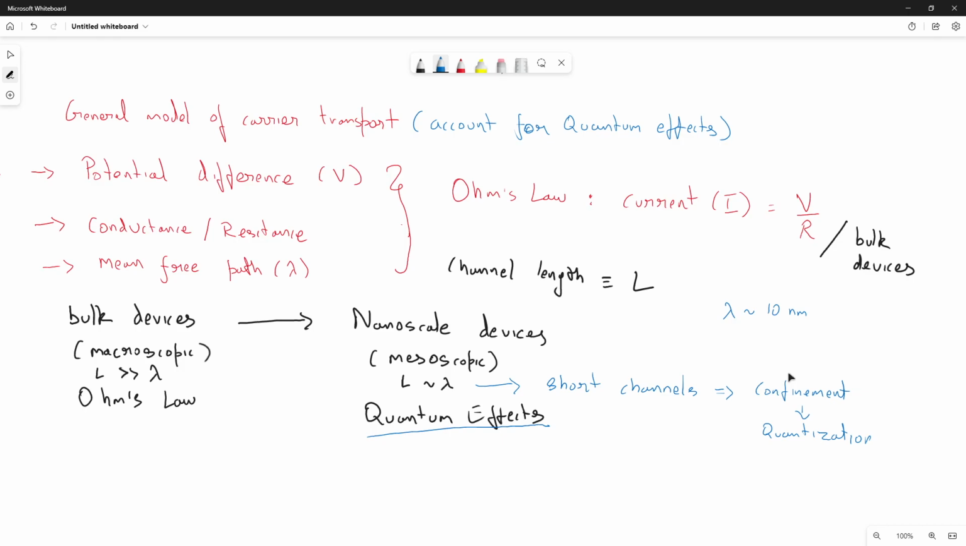If someone looks at something like FinFET devices, what are the typical sizes of FinFET devices? Does anyone here know? I hope you guys know. I'm asking what the channel length for FinFET devices is. Okay, 5 nanometer. Yes.